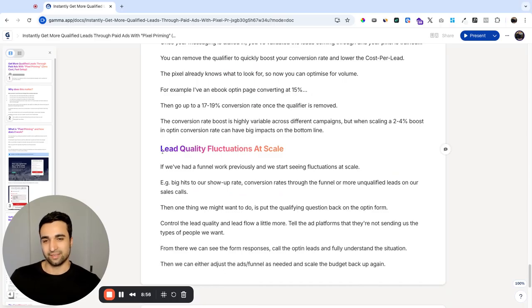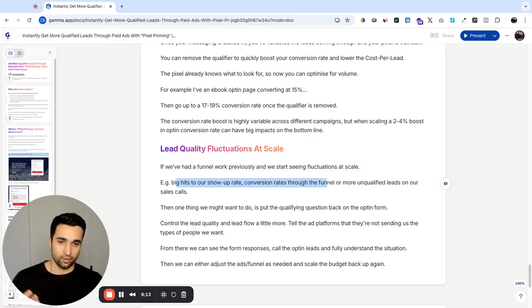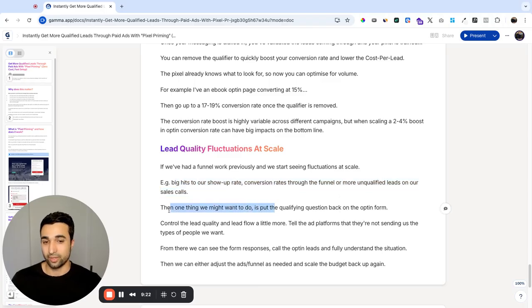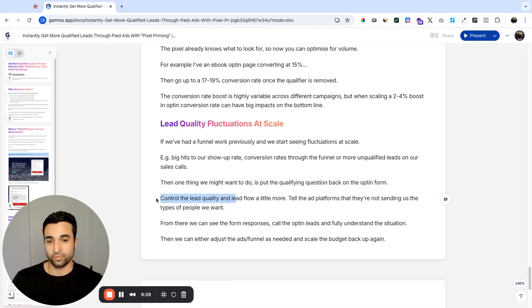The other note here for scaling is lead quality fluctuations. So if we've already dialed in everything, we're happy with the costs and the quantitative metrics throughout the funnel, and if we've had a funnel work previously and we start seeing those fluctuations in lead quality at scale, things like big hits to the show-up rate, conversion rates might start dropping. We notice there's more unqualified leads actually showing up to the sales calls. One thing we might want to consider is putting that qualifying question back on the opt-in form. What this does is it helps us control the lead quality, control the lead flow a little bit more, and really just tell the ad platforms right then and there that they're not sending us the types of people we want.